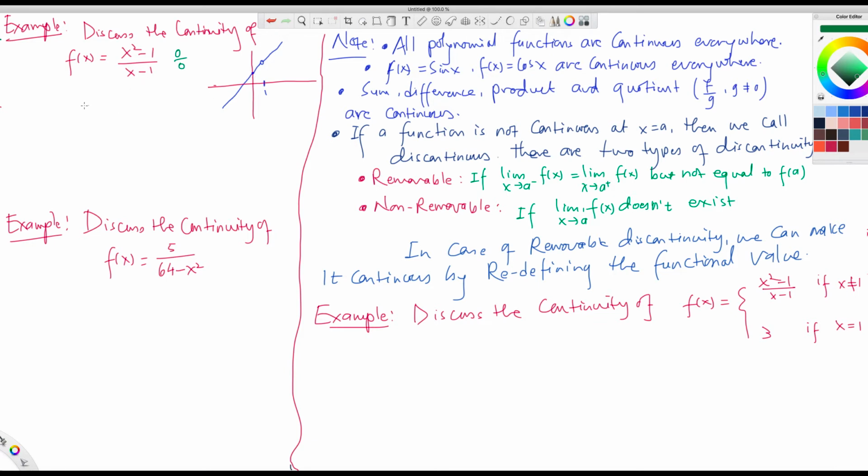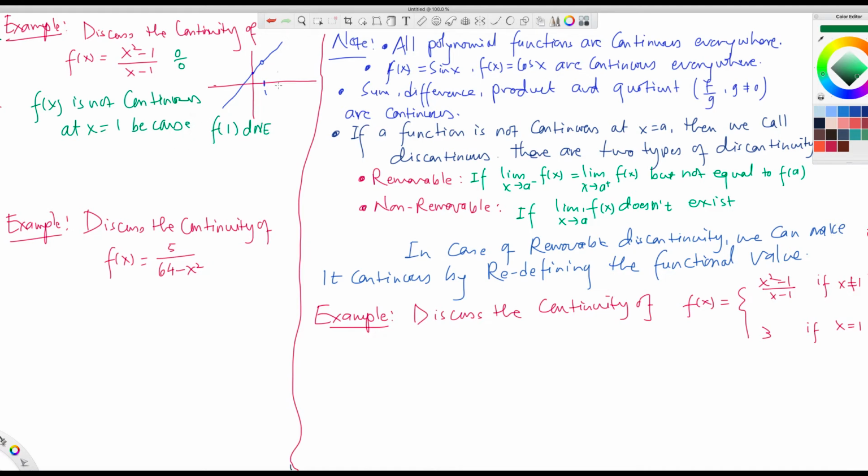So f(x) is not continuous at x equals 1 because f(1) does not exist. You see that? Because f(1) does not exist.